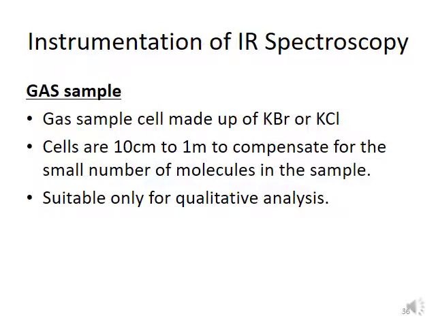For the gas sample, basically we will have the gas sample cell made of potassium bromide or potassium chloride, and this cell is about 10 centimeters to 1 meter long, and it can compensate for the small number of molecules in the sample. And this gas sample can be run only for qualitative analysis.